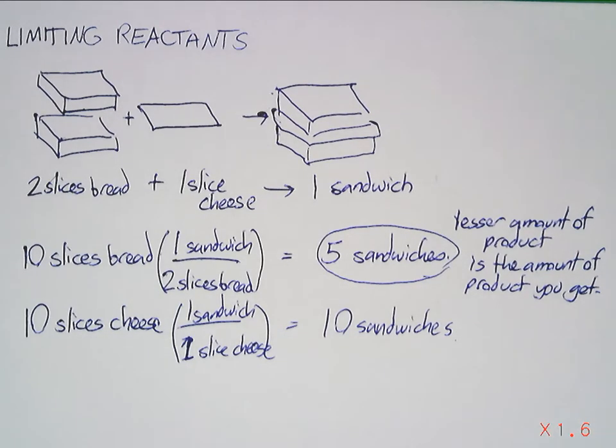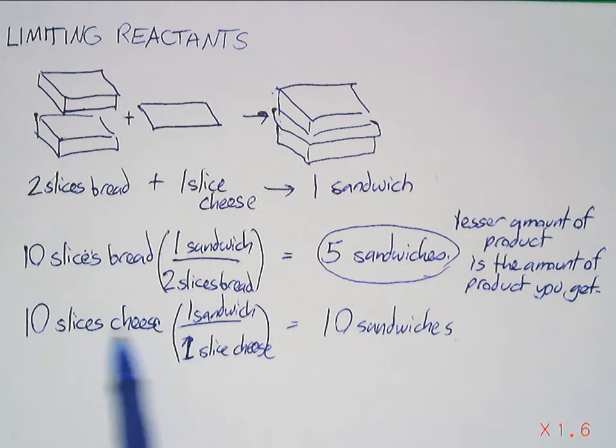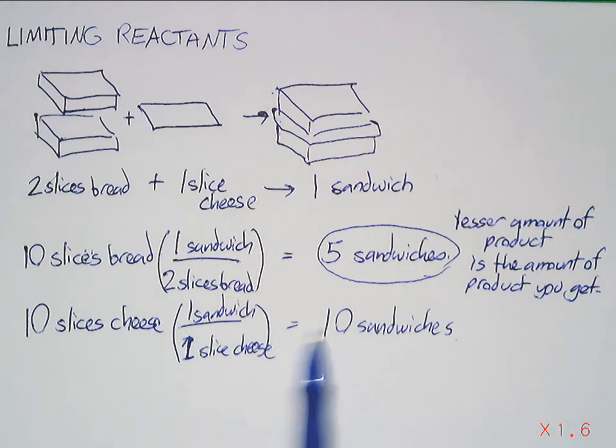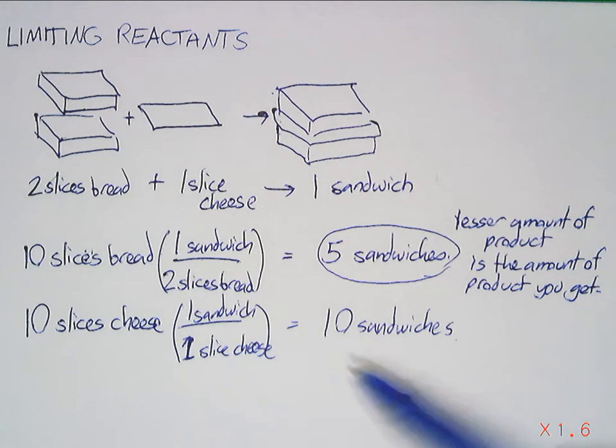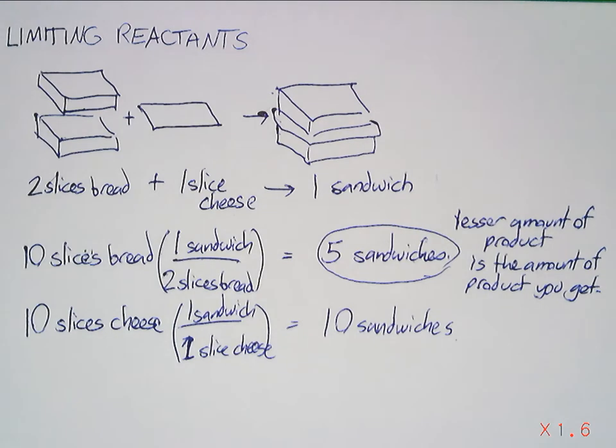So now let's think about this procedure that we did here. We took each ingredient that we had and we turned it into the product that we wanted. And we did it twice. We did it once for each ingredient. And we chose the ingredient that gave us the lower amount of product. The lower predicted amount of product is the amount that we get.